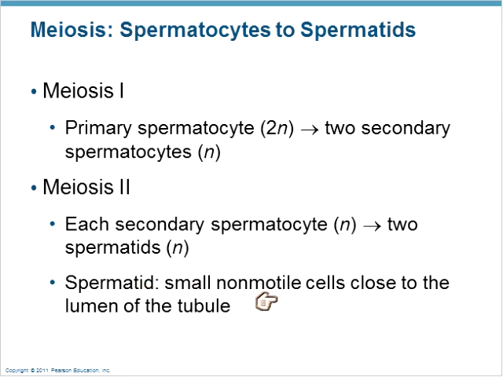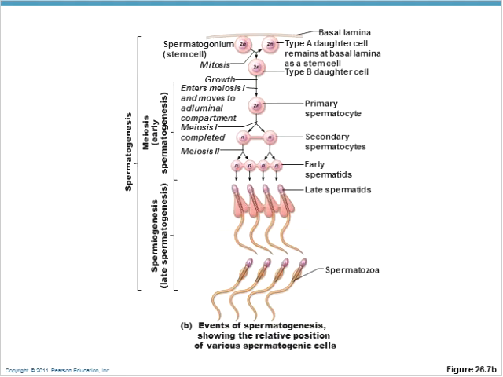Spermatids are small non-motile cells which are close to the lumen of the tubule. And you see that's what happens. You see the spermatids, early spermatids. Late spermatids start to develop. They still have that sort of wing-like structure, and you can see the tails beginning to form. And finally, they develop into spermatozoa.